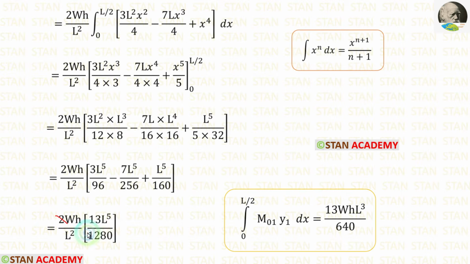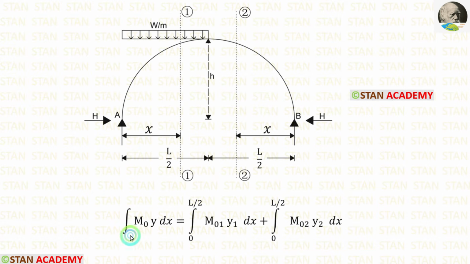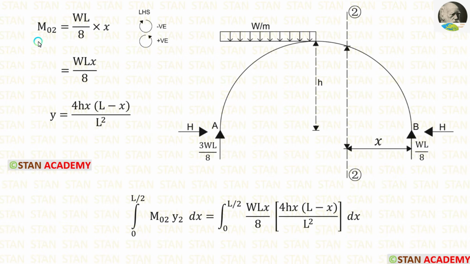Now we can cut this 2 and 1280. We will get 640. Finally, we have calculated integration of m01 y1 dx, which is equal to 13 whl power 3 by 640. In this formula, we have made the first integration. Now let us make the second integration.